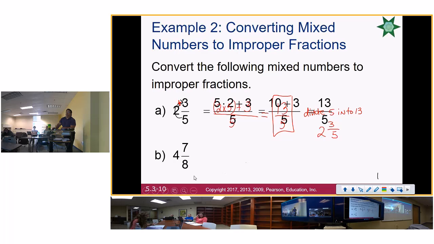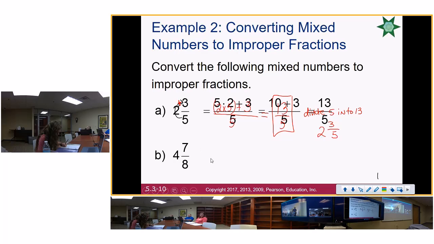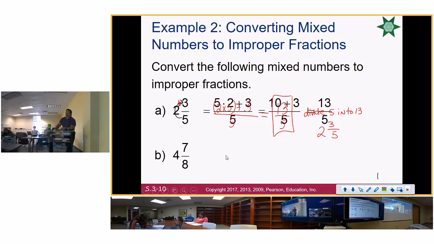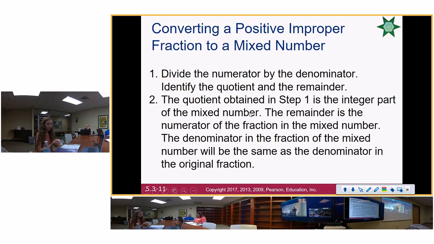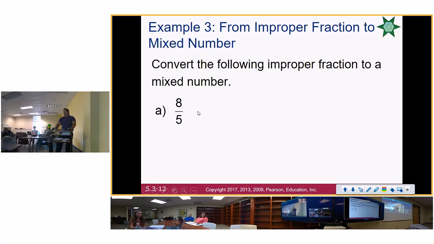What is 8 times 4? 32 plus 7? 39 over 8. How many times will 5 go into 8? One time. What's left over when you say 8 minus 5? 3, and you put that over the denominator.